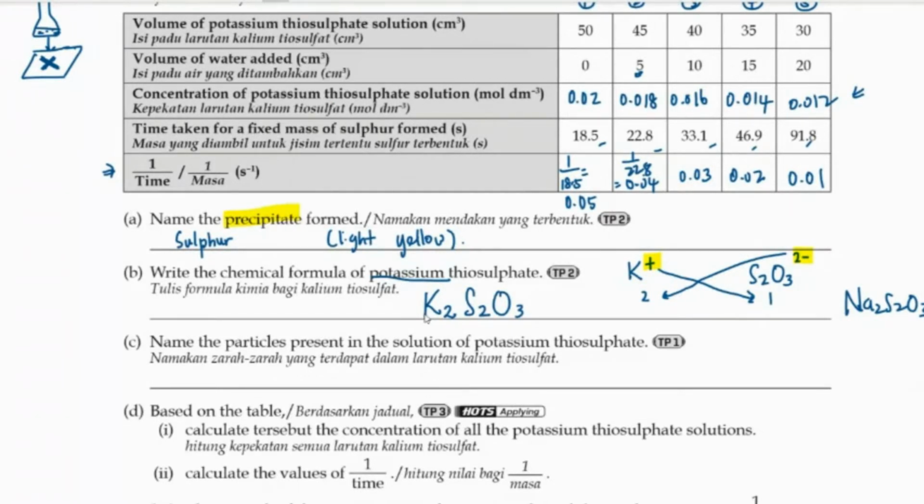So what are the particles? You have to name. Okay, so potassium and thiosulfate. Actually, it's these two. So what is the name for these two? What is K plus? Potassium what? What particles is it? Potassium. If it has a charge, it is ion. Yes. Another one, this one is what? So it's thiosulfate. Ions also.